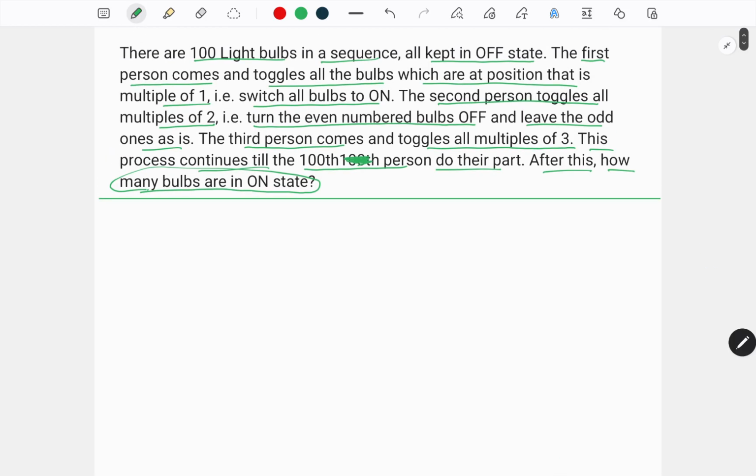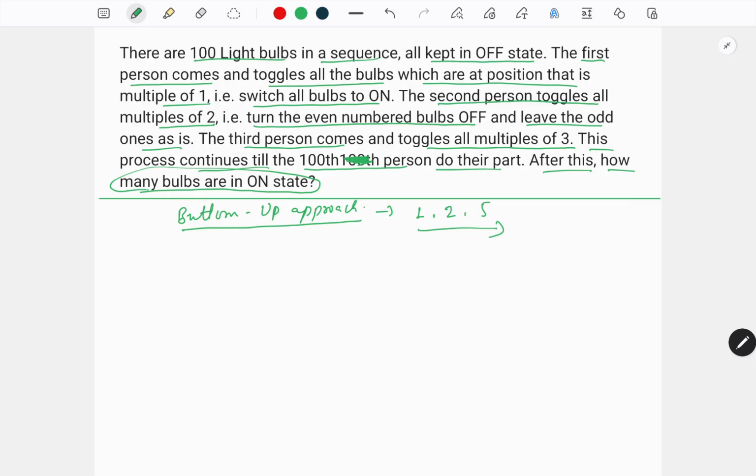First thing: this type of problem can always be solved with a bottom-up approach whenever there are big numbers. Since there are 100 light bulbs, we can start with one light bulb. What would have been the case with one bulb, two bulbs, five bulbs? In this way we can observe some pattern and then solve the question.